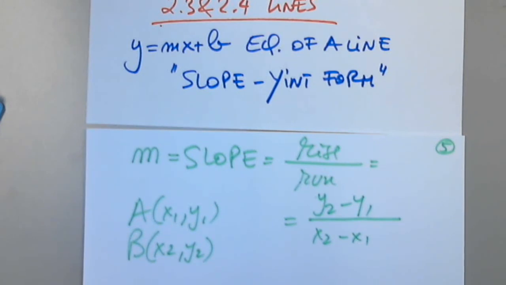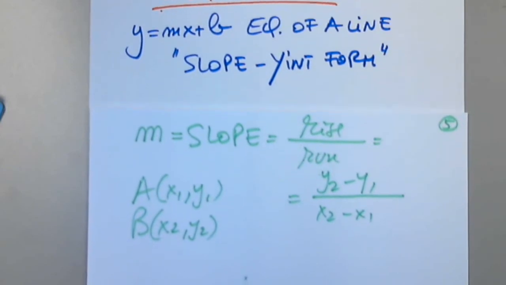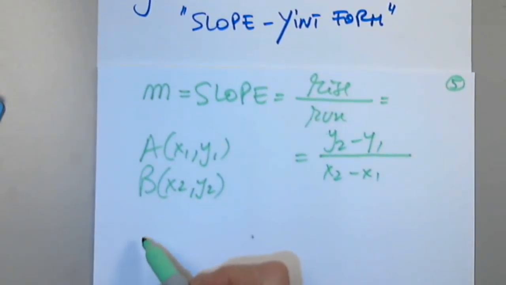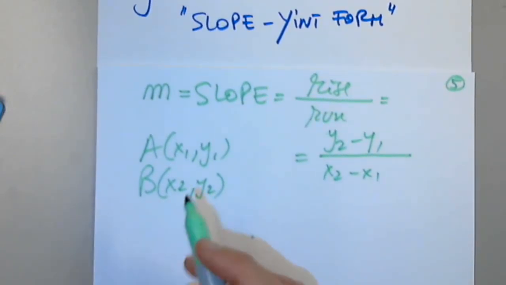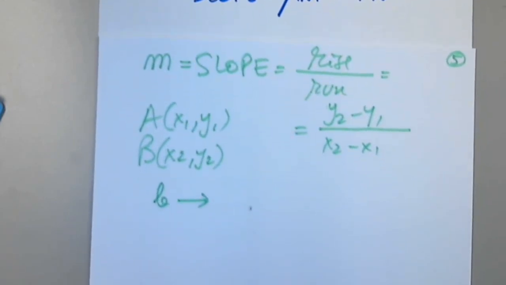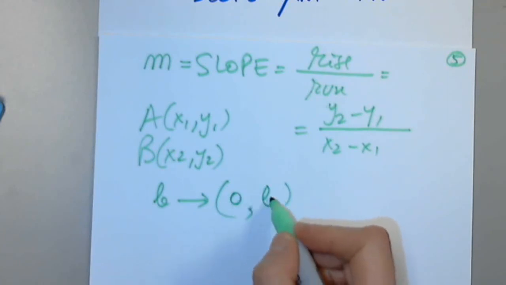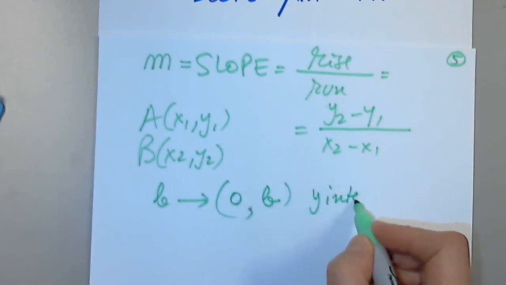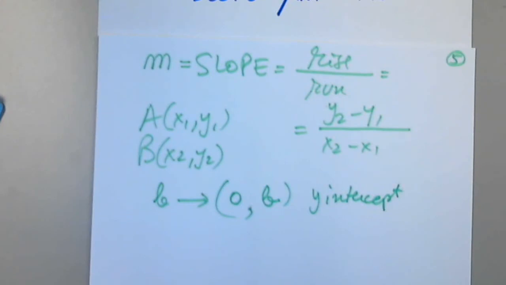Any questions? Okay. What about B? What does B stand for? Y-intercept. Right, but it should always be in your mind as an ordered pair: 0 comma B is the y-intercept. Not just B, but 0 comma B. Good.